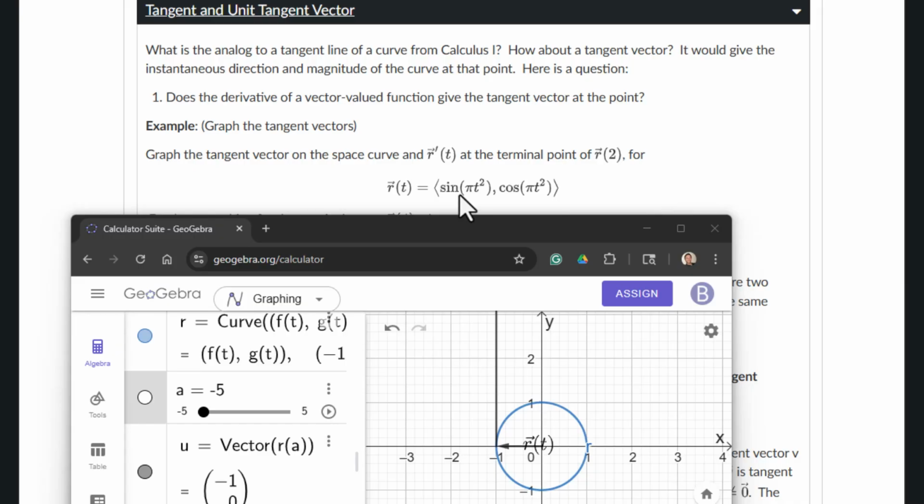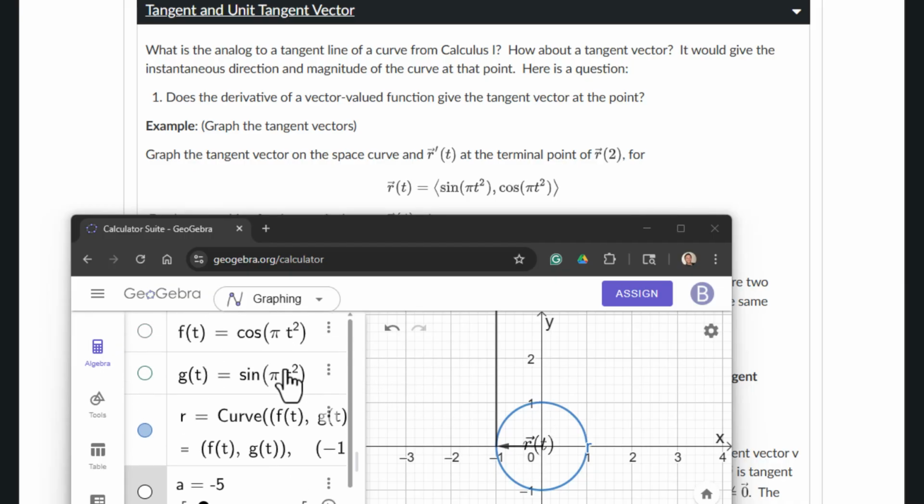Oh, I mixed it up. I have the sine in the x coordinate and the cosine in the y coordinate. The parameterization is pi times t squared. That does draw out a circle that you see here. Just to let you know, I accidentally put cosine in the x coordinate and sine in the y coordinate. It gives you the same idea, so I'm going to continue with this mistake.